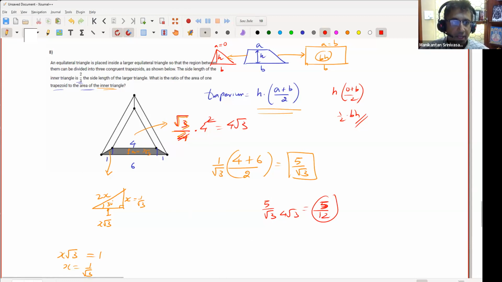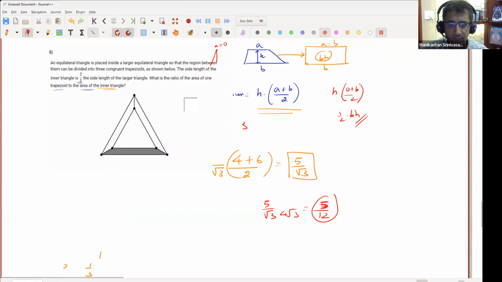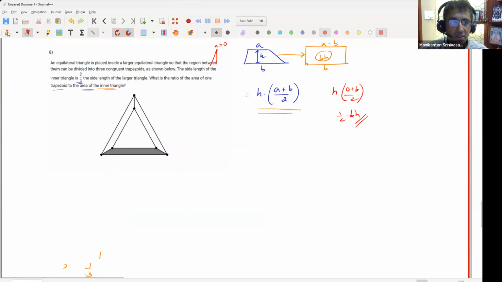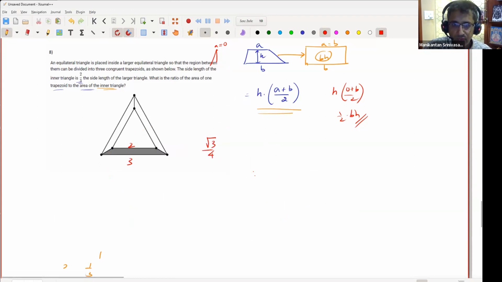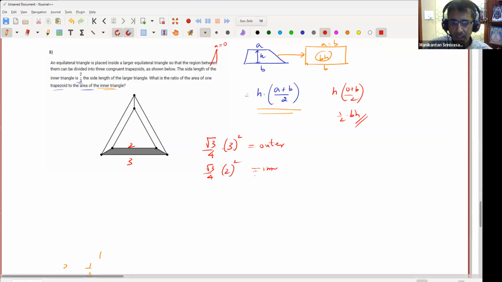Okay. All right. Let me erase all of this and let's do what he's suggesting. In fact, I think that might be even better. Maybe he just made a silly mistake. Okay. So in that case, let's keep this 2 and 3 only. So this is 2 and this is 3. So the area of the outer one is root 3 by 4 into side square, which is this. This is the outer. Okay. And the inner is root 3 by 4 into 2 square. This is the inner, right?